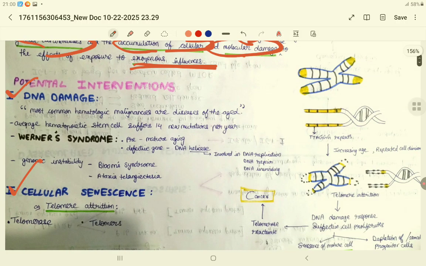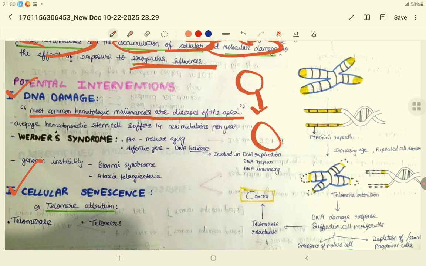So what happens in DNA damage? Robbins has given a statement that most common hematologic malignancies are diseases of the aged. What do we mean by this? Normally a cell undergoes several stages until it reaches the senescent stage, which is the last stage. Until it reaches that stage, the hematopoietic stem cells will suffer many mutations. So if you take a normal adult cell, it will undergo many mutations, and Robbins says that they undergo 14 new mutations every year.